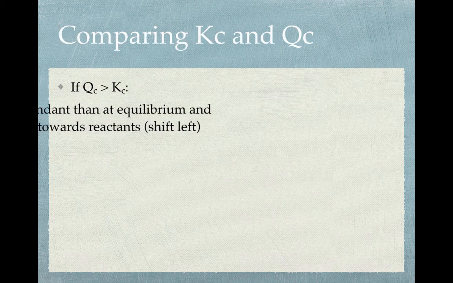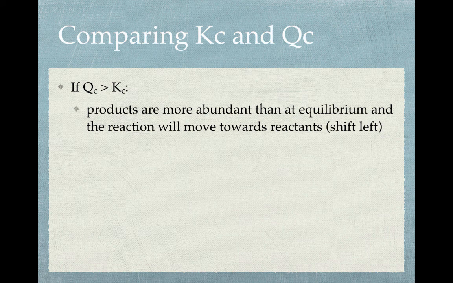And then we're going to compare the value that we get for Qc with the value we get for Kc. So let's take a look and see how we do that. If we calculate a value for Qc and it's greater than Kc, that indicates that the products in the numerator are more abundant than they should be at equilibrium. And that means that the reaction needs to move towards the reactants, or it needs to move to the left in order to reach equilibrium.